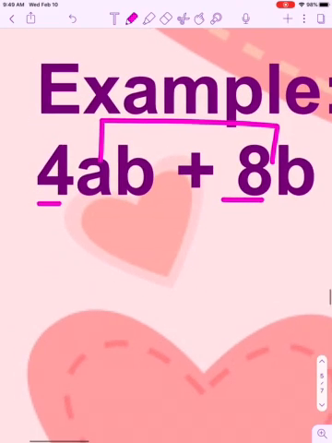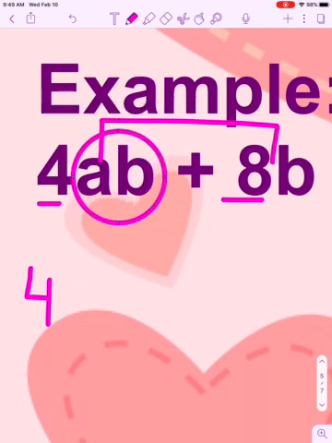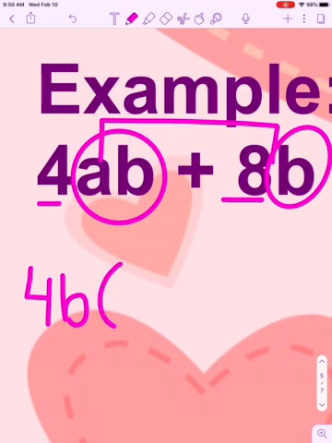So 4 and 8, their greatest common factor is 4. Now let's look at our variables. This first term has an A and a B, so it could give me a single A and a single B. My second term only has a B, so they both have B's, they both have 1, so I can take out a single B because that's what they both share. I cannot take out any A's because my second term doesn't have any A's. Okay? So the greatest common factor between those 2 pieces is 4B.